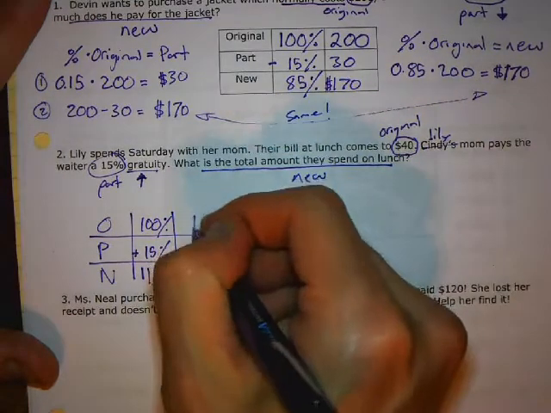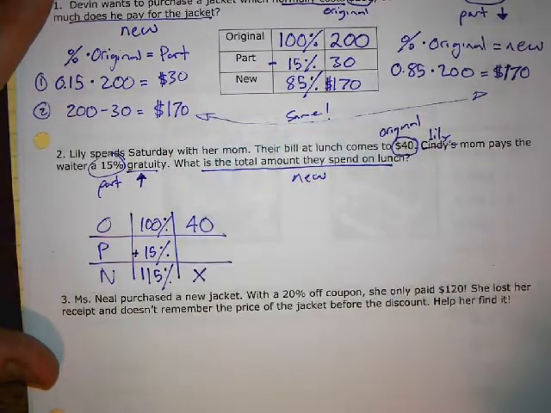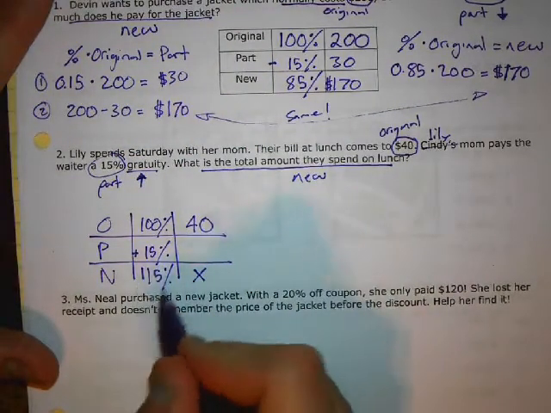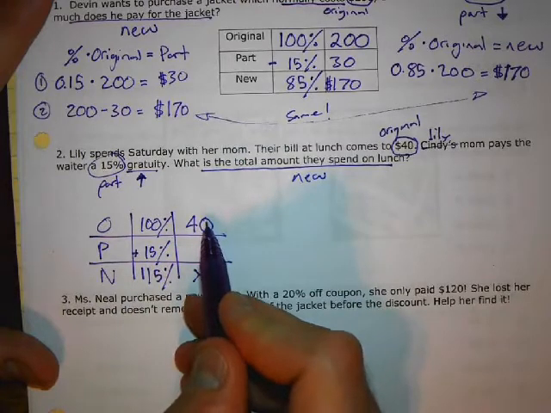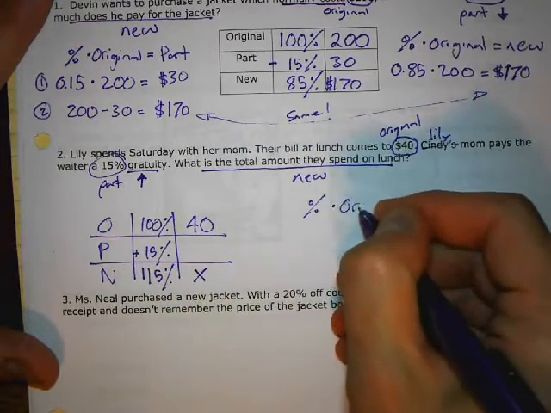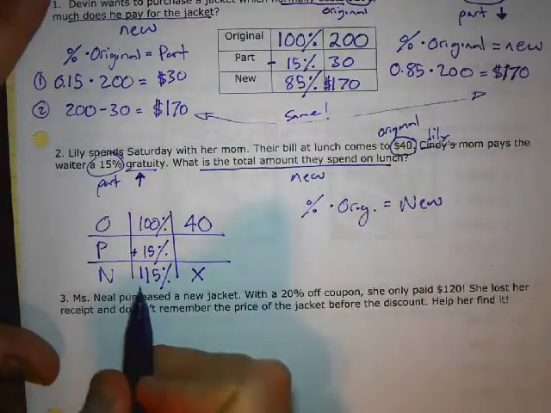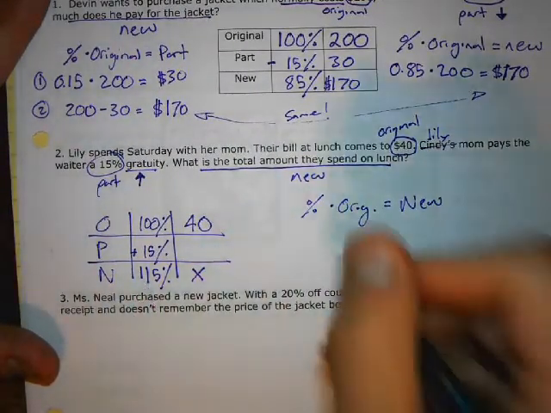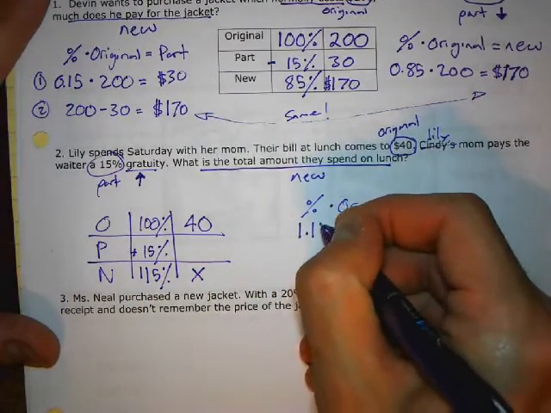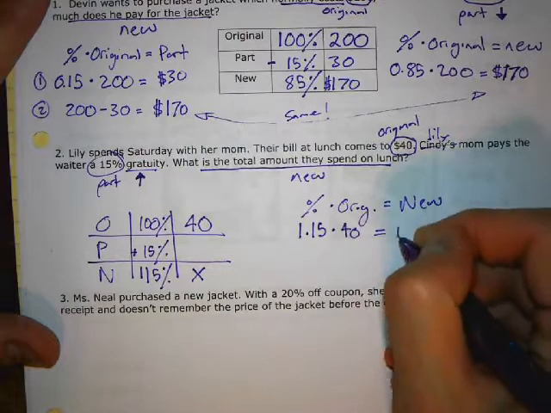Okay, now the 40 goes with the original. And we're looking for the new. So I like to put an X there because that's what we're trying to find. Now, all we need to do is 115% of 40 to get X. A percent times the original is going to be equal to the new. And the percent as a decimal, 115%, don't write 0.115, it's 1.15 times 40 is equal to the new.